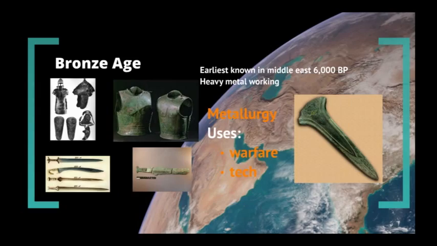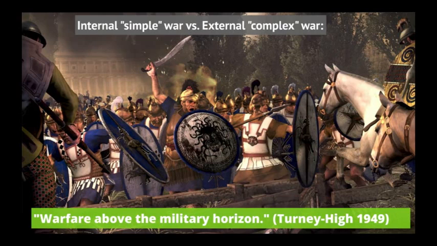And that's when you get large-scale, external, complex warfare, right? This is what Turney-High in 1949 described as warfare above the military horizon. Okay, so before this, with hunter-gatherers, the analog could be chimpanzee intercommunity violence, right, with internal or simple war. But you lose the analog with chimpanzee levels of intercommunity violence once you go to the military horizon. There is no analog once you get to this point.